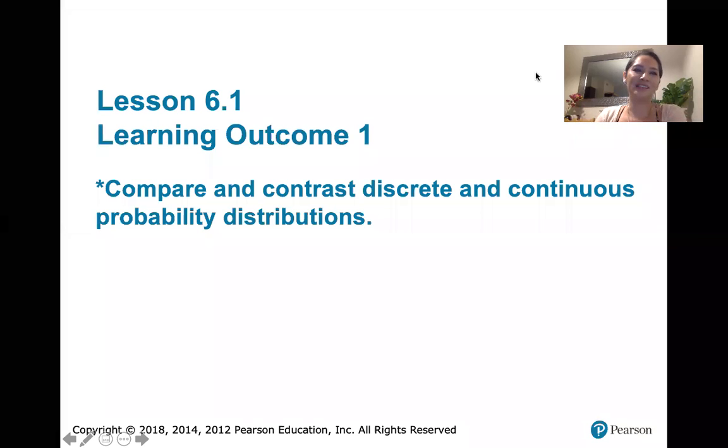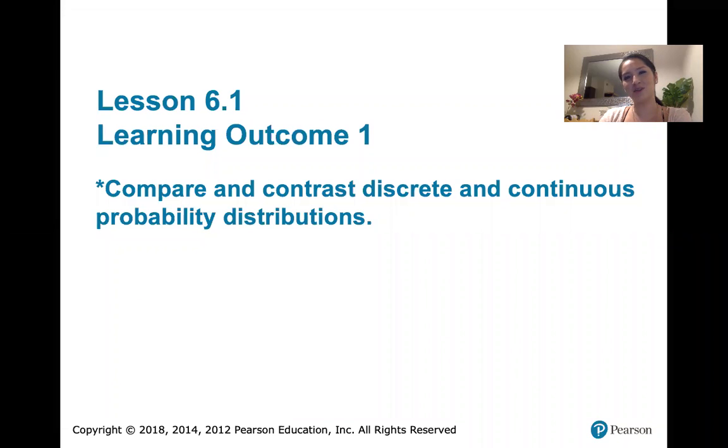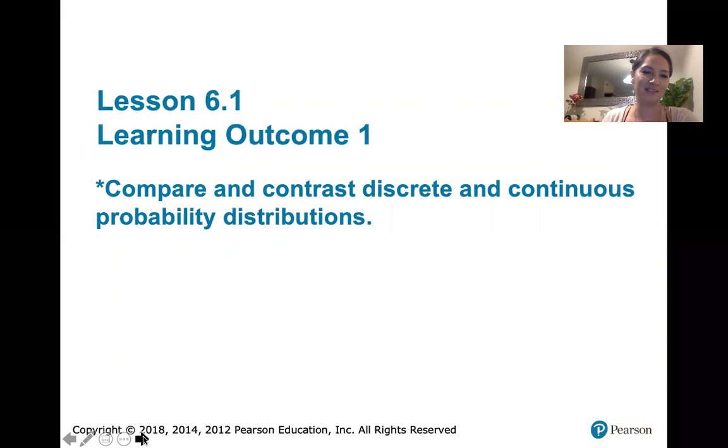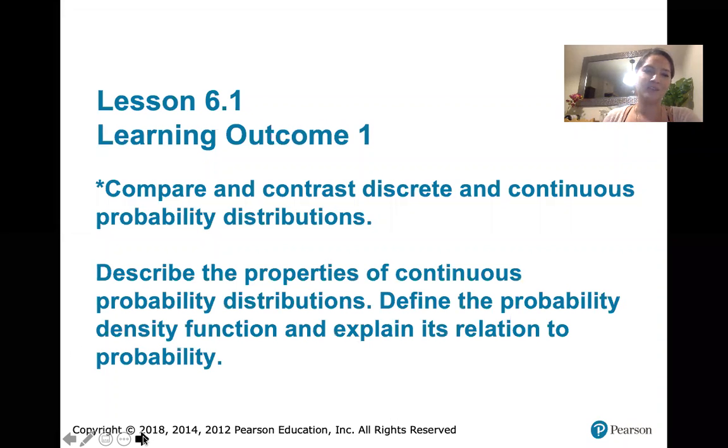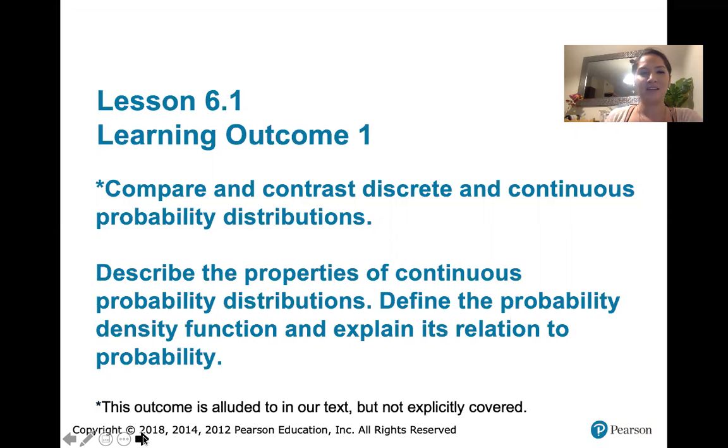In this video, we discuss learning outcome number 1 of lesson 6.1, which is all about comparing and contrasting discrete probability distributions and continuous probability distributions. Specifically, I want you to be able to describe the properties of continuous probability distributions. I also want you to be able to define the probability density function and explain its relationship to probability. Now, this learning outcome is alluded to in our text, but it's not explicitly covered.